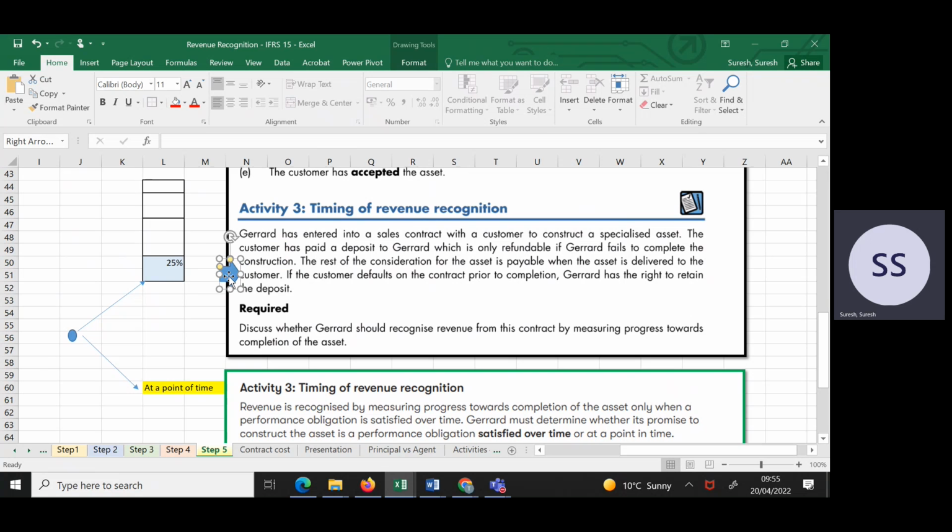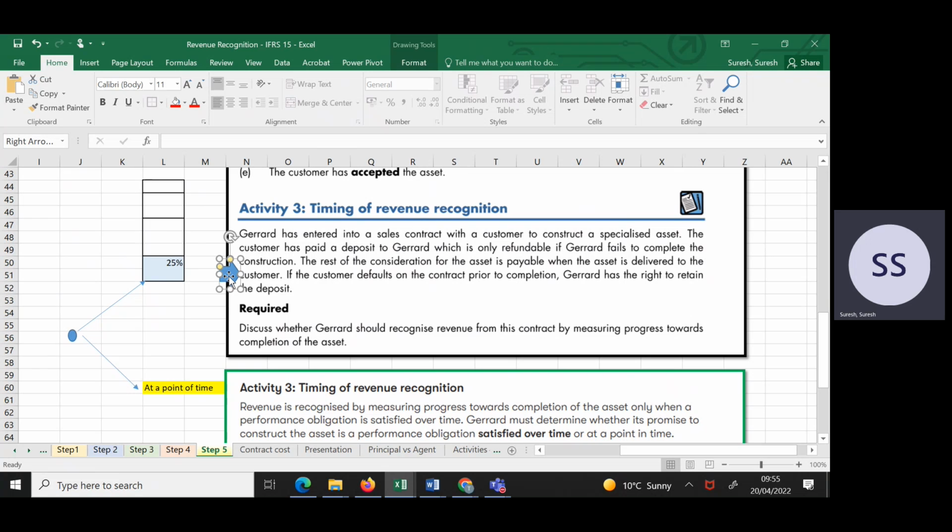So here the performance is not considered as completed over a period of time. It is not over a period of time. Why? Because, Gerard, for example, say when you build the first leg of that chair, and Gerard can touch the 10% of that deposit, it becomes entitled to him. If that was the case, then performance is considered as satisfied over a period of time. But here that's not the case.